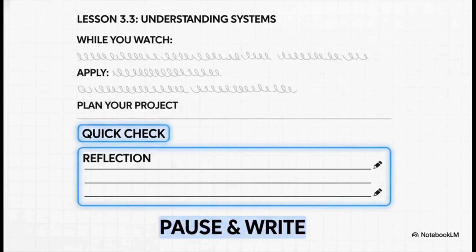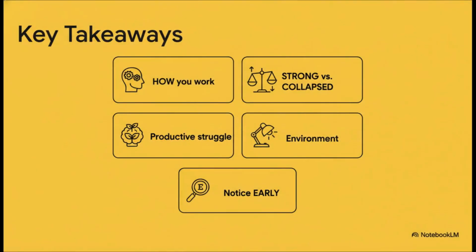Go ahead and pause here to finish up that quick check and the reflection at the bottom of the page. So let's wrap this up. The big idea today is that academic form is all about how you work. We learned to spot the difference between strong and collapsed form, and between the productive struggle that helps you learn and the unproductive struggle that just drains you. And remember, your environment is a huge part of your form, and noticing these things early lets you make those small, smart adjustments that really work.